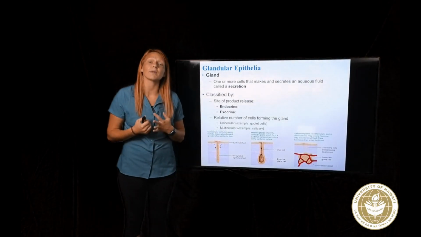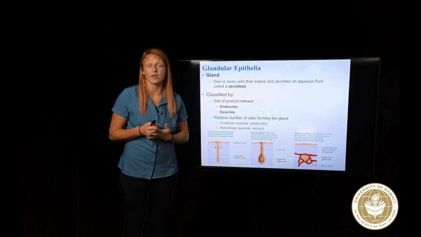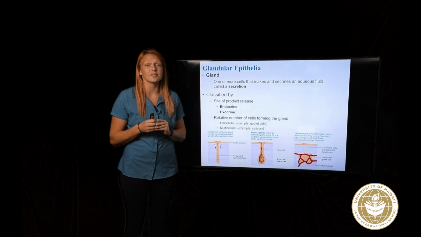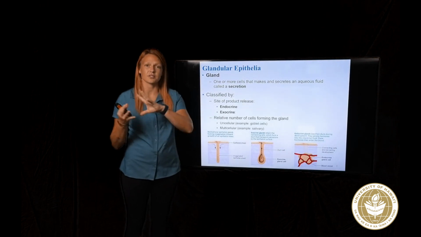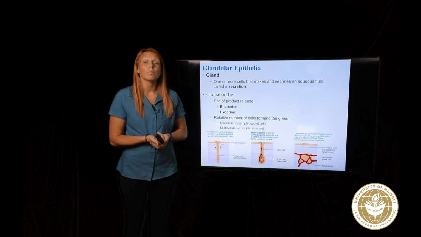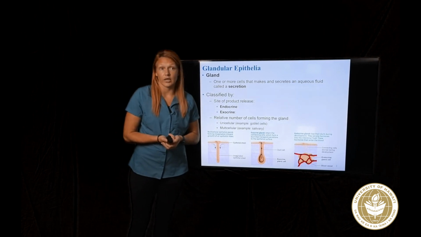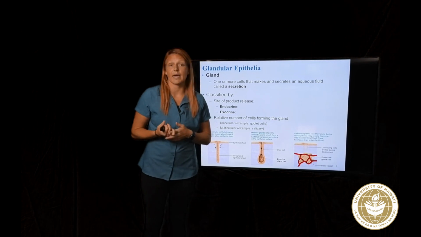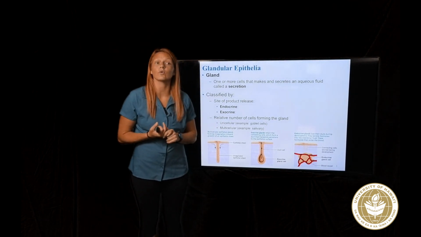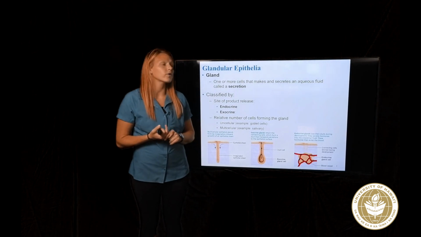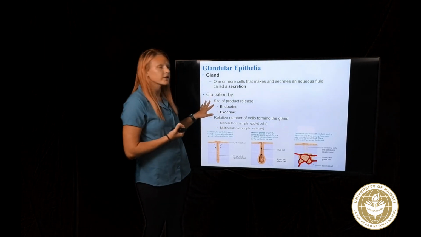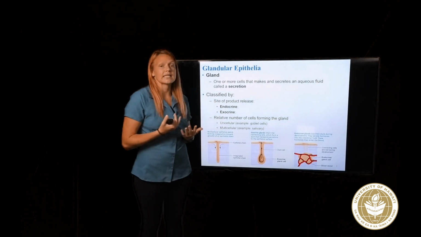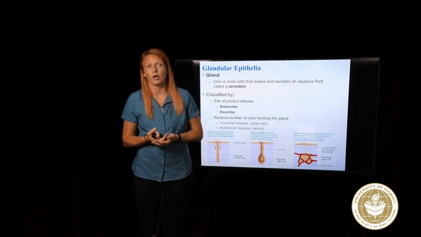So I mentioned at the beginning when I introduced you to epithelial tissue that there are two different forms of it, right? So far we've talked about the form of epithelial tissue mostly that's going to cover and line, right? But in addition, remember, we have glandular epithelial. So basically a gland is one or more cells that's going to make and secrete an aqueous fluid called a secretion. And we're going to classify them by their site of product release and by the number of cells they have. So they're either unicellular or multicellular.